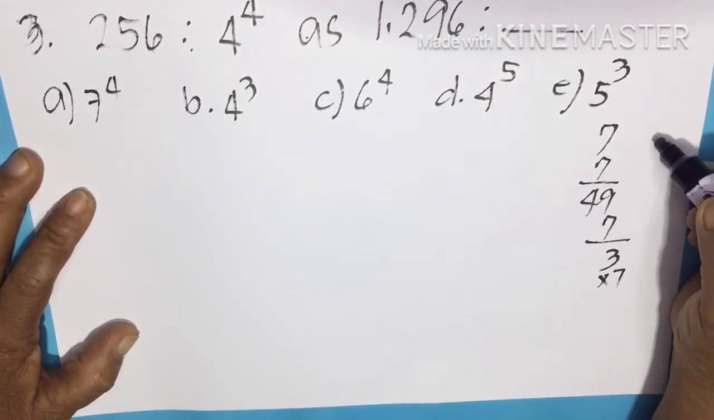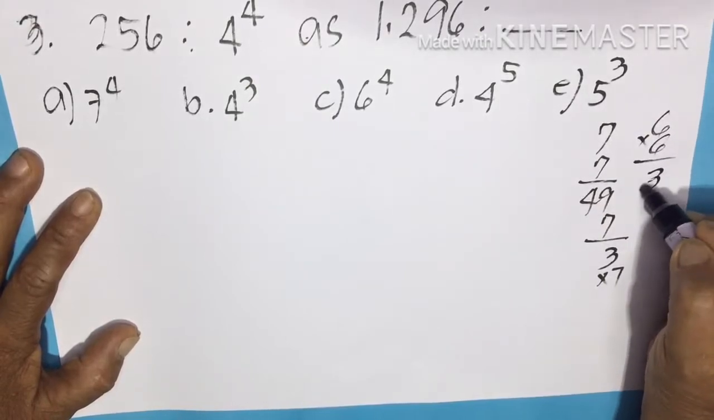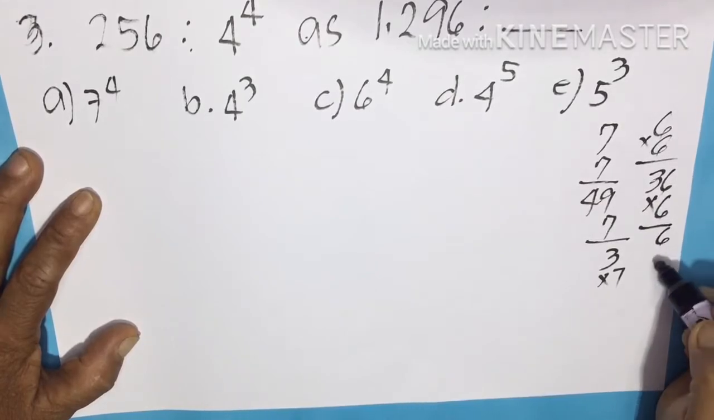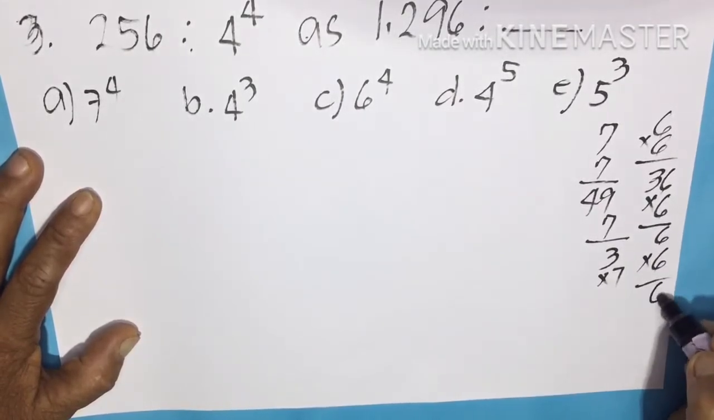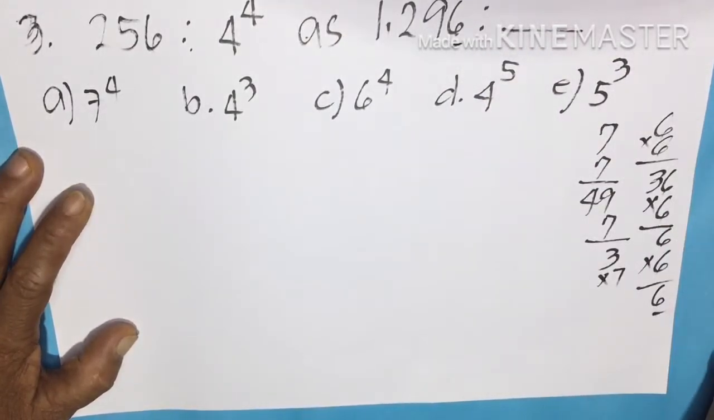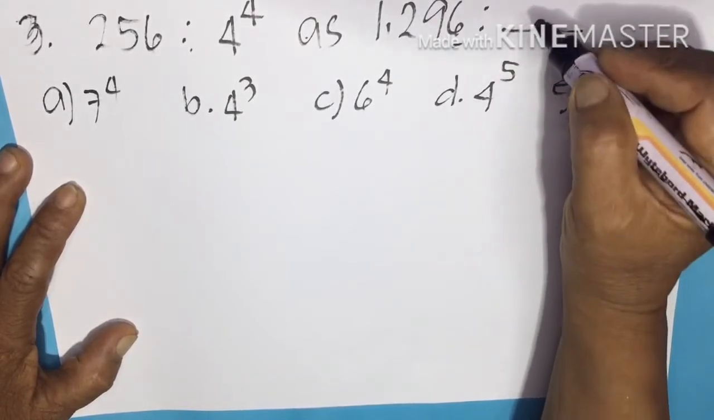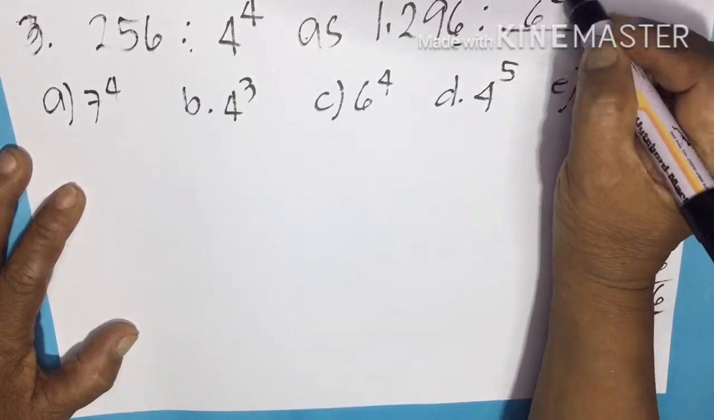So, letter C, which is 6 times 6, that is 36. 6 times 6, that is 36. Another number, 6. So this one is the answer because the last digit 6 you can get from 1,296. So your answer is letter C, which is 6 to the power of 4.